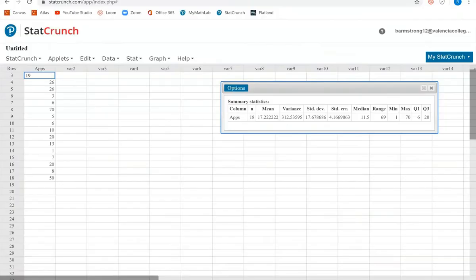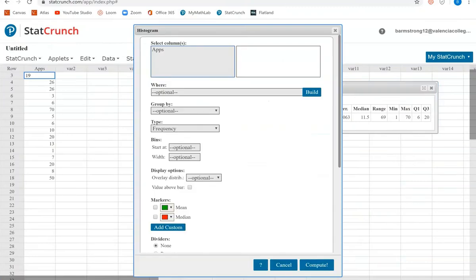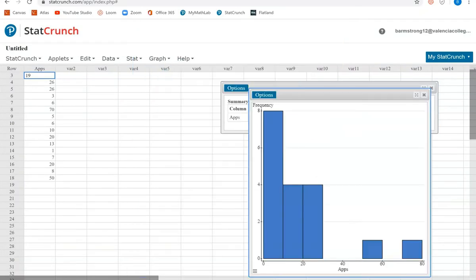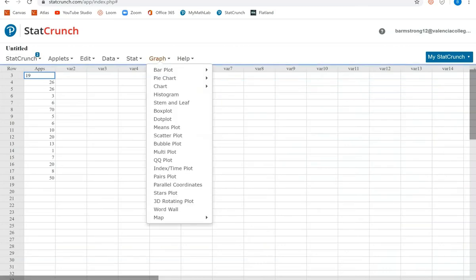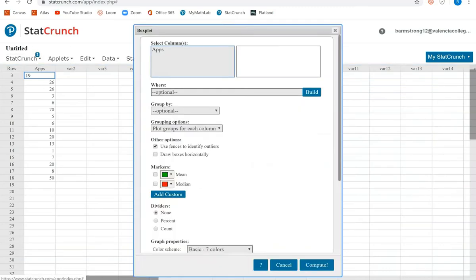So let's go look at some things. We could look at a histogram for this. Histogram, apps, compute. You definitely see that there are gaps there. So we are correct in assuming that these are outliers. Now let's actually look at a box plot. If you go to Graph, right down here, it says Boxplot. So hit Boxplot, select apps.